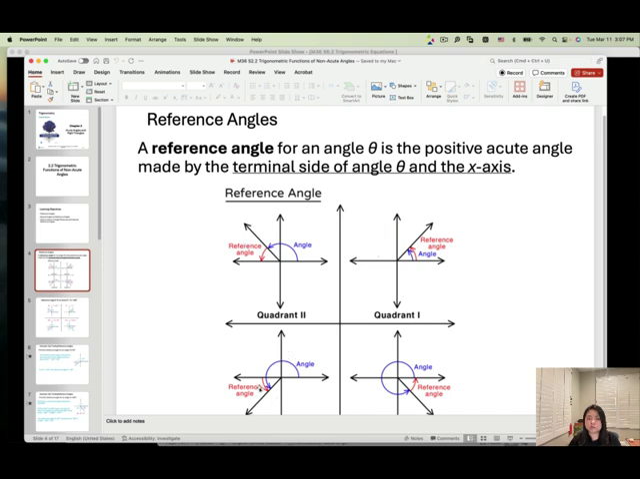Quadrant 3, next to the x-axis. So this is going to be your reference angle. So you're going to do 180 plus the reference angle. That will be equal to angle theta. And then the last one, quadrant 4, will be 360, the whole angle, minus the reference angle. That will be equal to your angle theta.